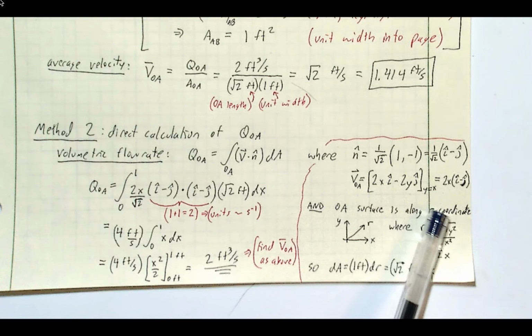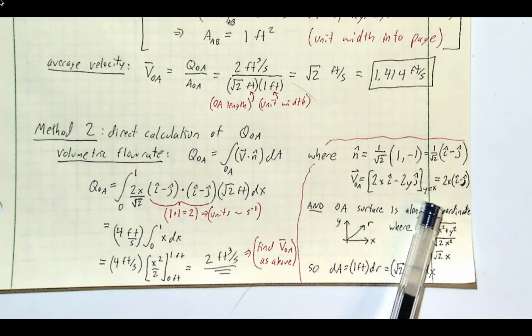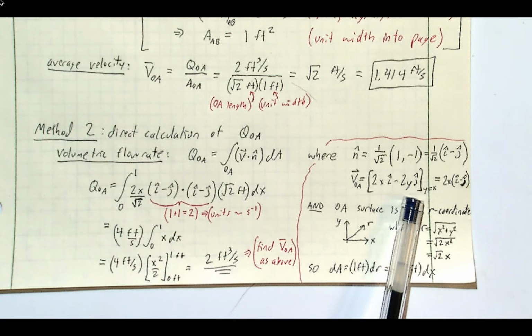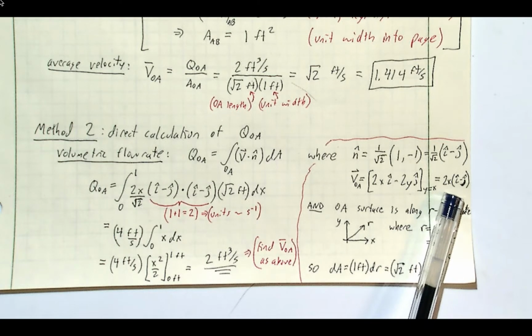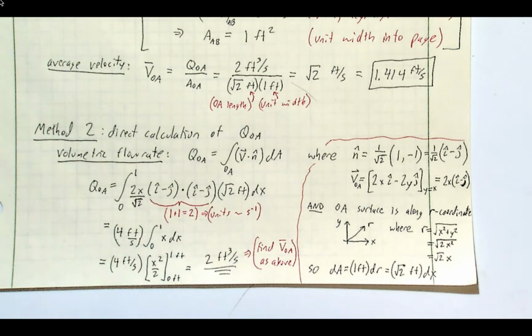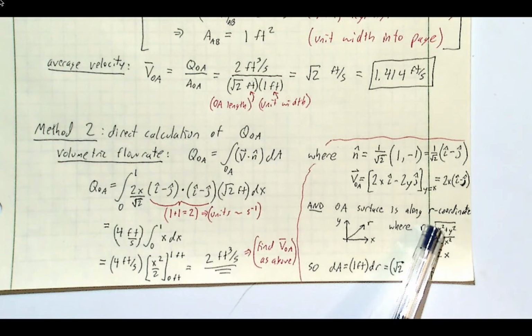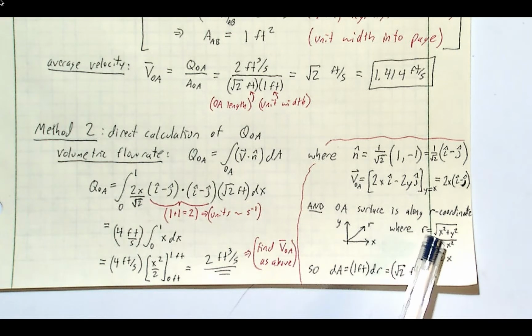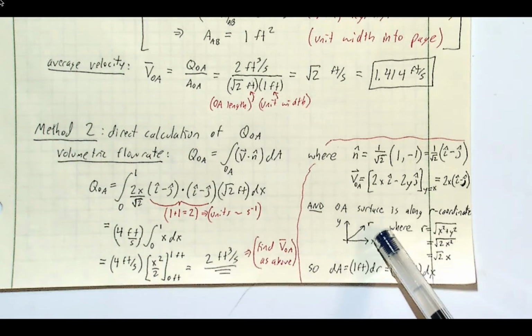Our OA surface is the line where y equals x. So we can then replace y with x, and then we just get that this is now 2x (i hat minus j hat). Okay, so we're getting to a point where everything's in terms of x's, I guess. The most tricky part about doing this directly, though, is that the OA surface, or the OA line, where we have unit width into the page and out of the page, is not along the x coordinate or the y coordinate. So we can define a new coordinate, which I'm going to say is r here.